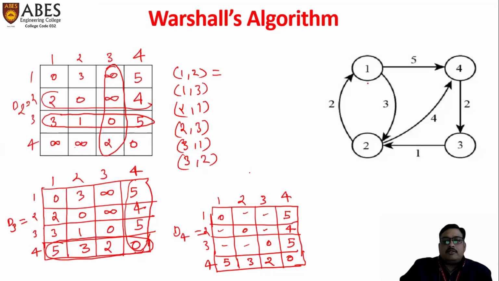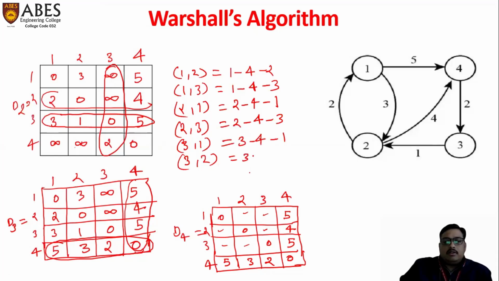So here we are considering 4 as the intermediate vertex. So we will reach first 4, 1 to 4, then 4 to 2. Similarly, we'll write for all these pairs: 1 to 4, then 3, 2 to 4, then 1, 2 to 4, then 3, 3 to 4, then 1, 3 to 4, and then 2.